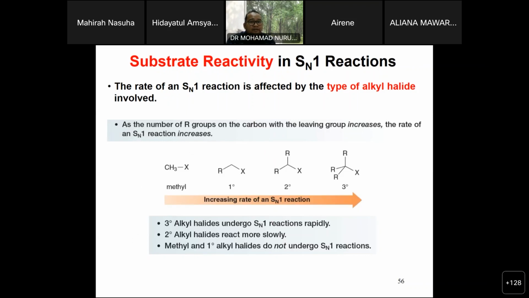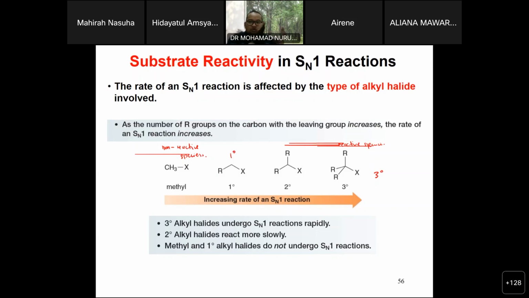The substrate reactivity of SN1 reactions is different from SN2 reactions. In this case, this is more rapid. This is the reactive species. Okay, this is the non-reactive species. So it's vice versa. It's favorable to the tertiary alkyl halide compared to the methyl and also primary alkyl halides.